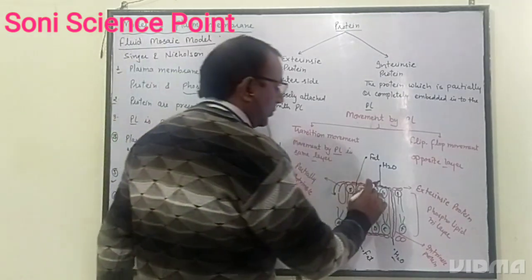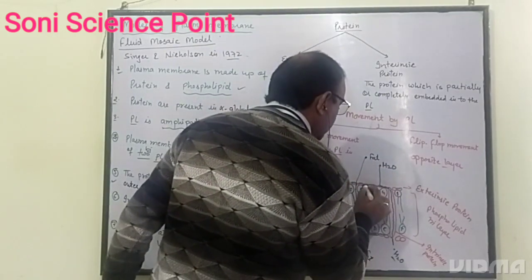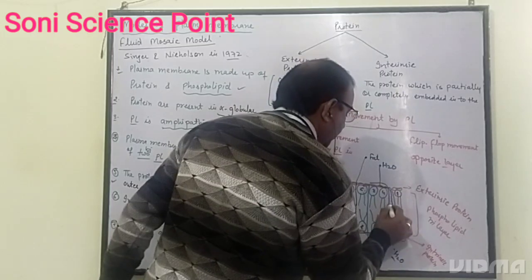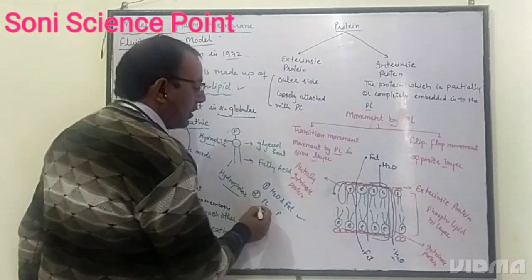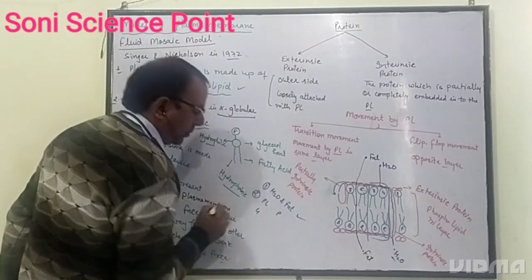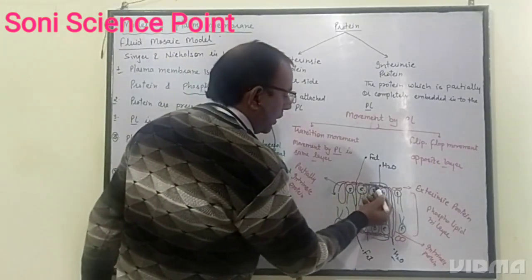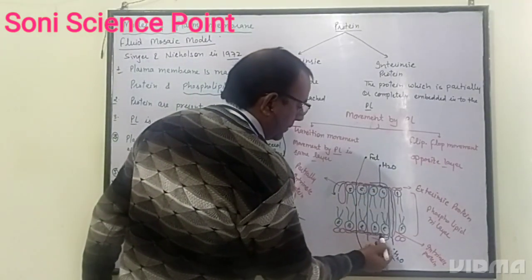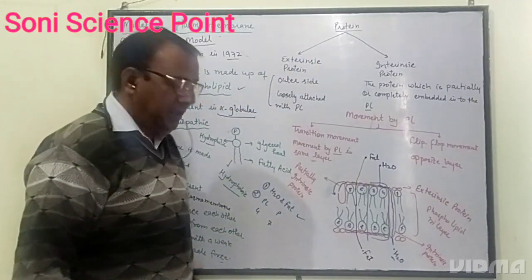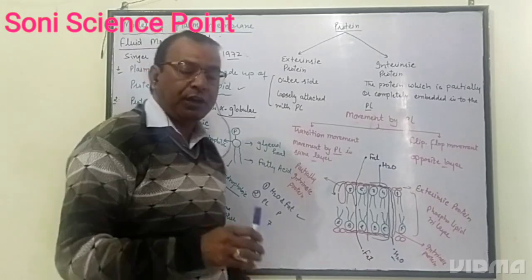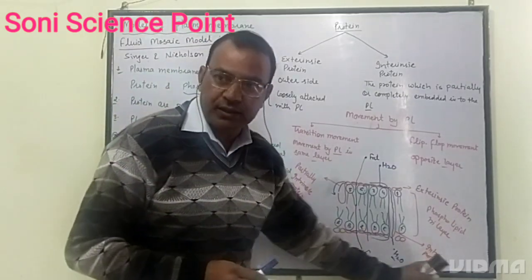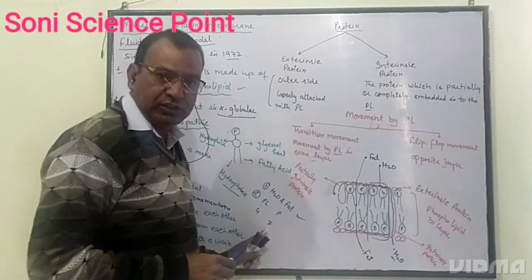Firstly, we take the example of this one. Suppose this is the example here. How many phospholipids? 1, 2, 3, 4. 4 phospholipids. Proteins: 1, 2, 3, 4, 5, 6, 7. 7 proteins. As we have seen, if a protein takes any substance, it moves from one place to another place. So the ratio of protein may change.